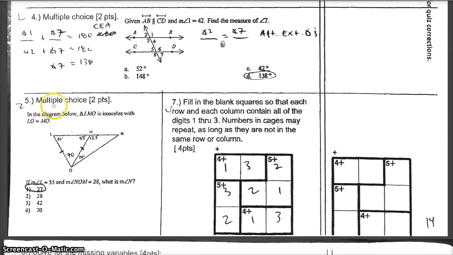Question number 4, multiple choice. Given the 2 lines are parallel and angle 1 is equal to 42 degrees. 2 ways of doing the problem. You can recognize that 2 is equal to 7, alternate exterior angles, and just find its supplement. Once you find its supplement, the supplement of 42 would be 138, and alternate exterior angles D.